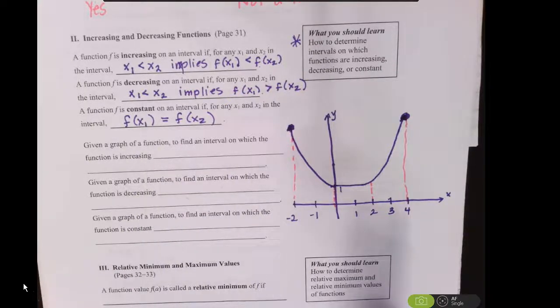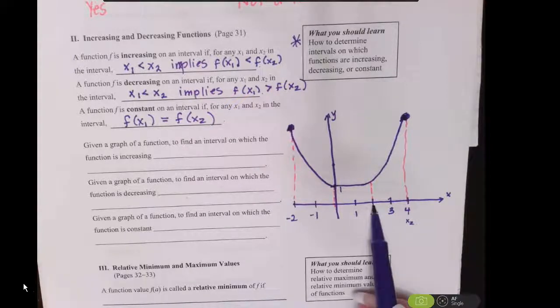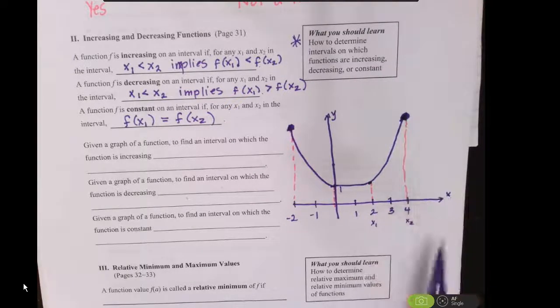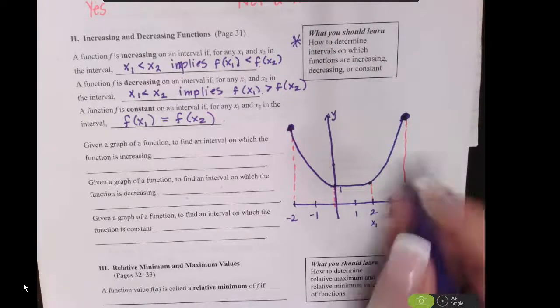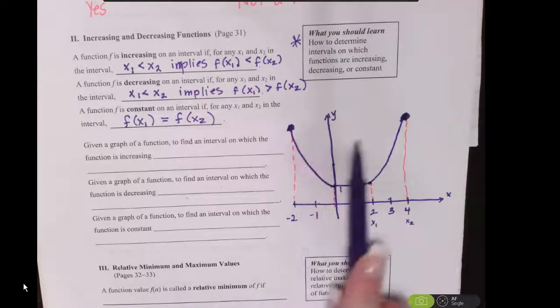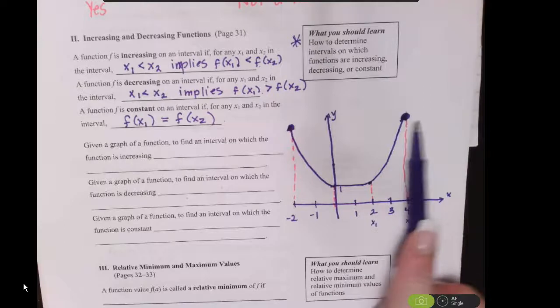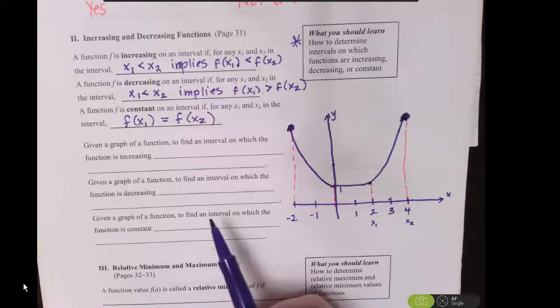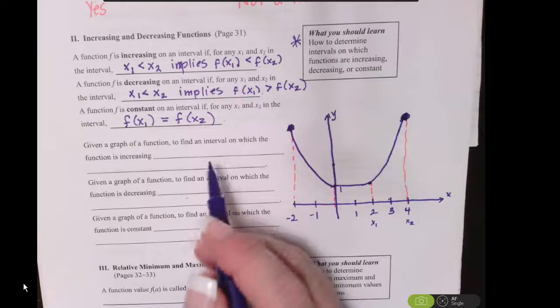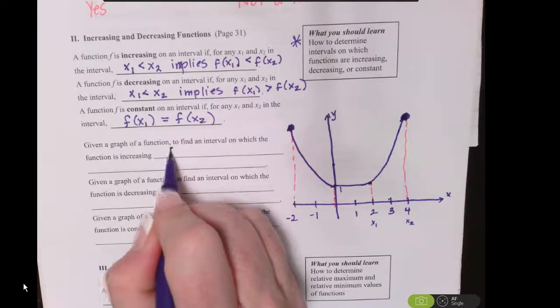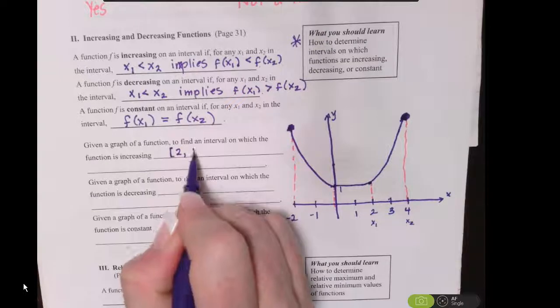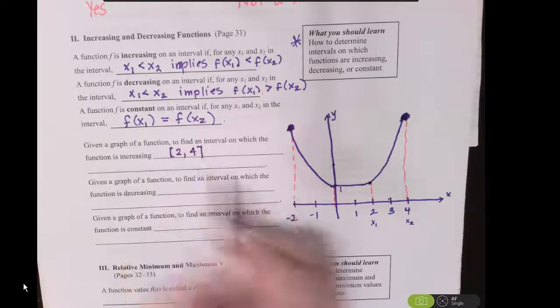Okay, so to find an interval on which the function is increasing, I would call this x1 and this x2. So where x1 is less than x2, f of x1 must be less than f of x2. By visual inspection, as I'm going from left to right, on this interval starting at 2 and ending at 4, my function is increasing. So the way I would write that is, it's rising on the interval from 2 to 4.